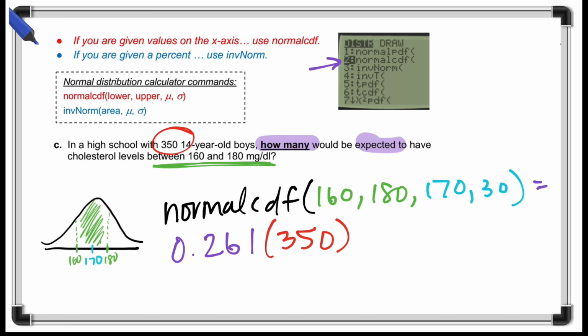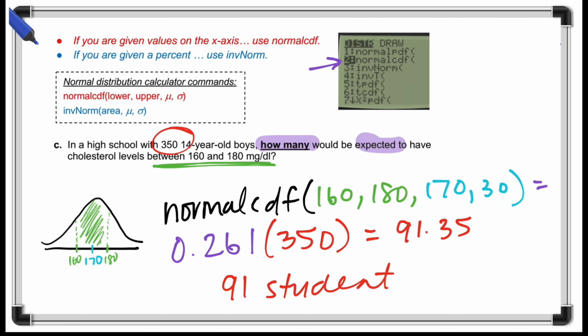Now we've got 350 boys, and then what we're going to do is multiply that probability times the number. Now that would be the expected value, which is 91.35, and again, we're going to just round, as we know we can't have 0.3 of a student. And then we are going to have 91 students. Again, you can think about this: this is probability times your total number to get that expected number.